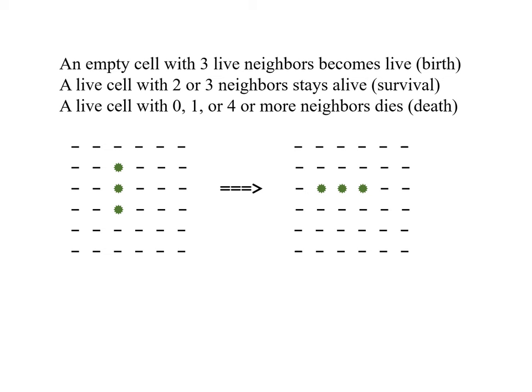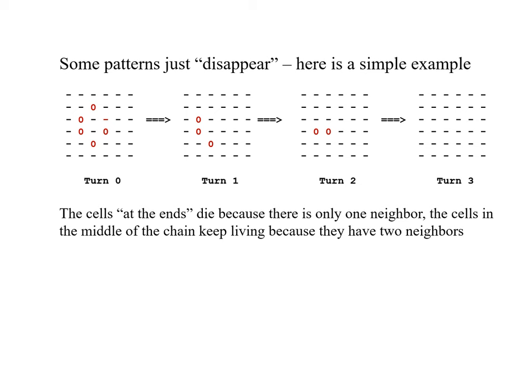What's going to happen the next cycle? It's going to flip back to the first one because you're going to get the one above and the one below. Okay. So it's goofy, right? Some patterns you'll create and they just disappear over time, right? Here's one. It's kind of like an incomplete ring. And you can see what happens is the ends start vanishing, right?